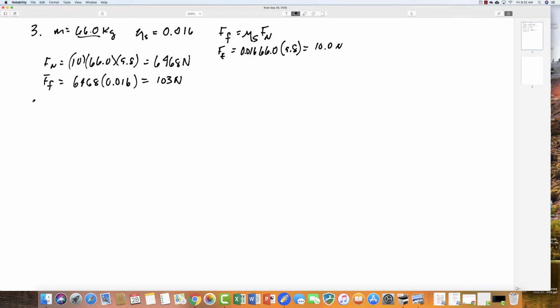Problem number 6 talks about a dog sled that has 8 dogs. Each dog has a mass of 19.0 kilograms. And they are pulling a sled that has a mass of 210 kilograms. And each dog can generate a force of 185 newtons. And so those are the knowns.